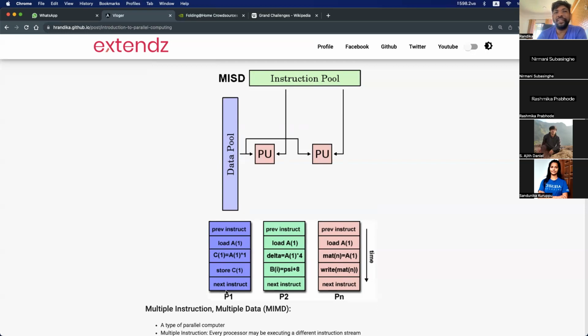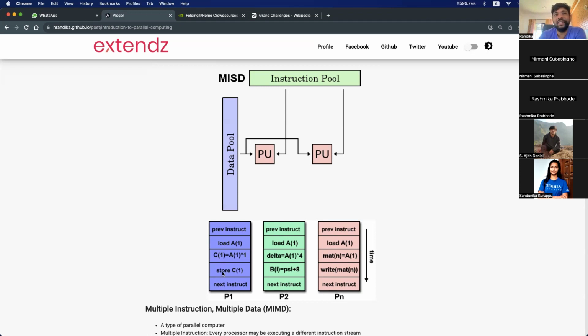the first processing unit, P1, is executing C1 equals A1 multiplied by A, and the second one is using delta A1 multiplied by 4. The nth one can have mat n, and the data stream is A1. Okay, so you guys can see that the operation, the instruction they are using, is different on each processing unit, but the data pool is the same: A1, A1, and A1. Okay, so no matter what the instruction is, the data pool is the same, but the instruction is different.